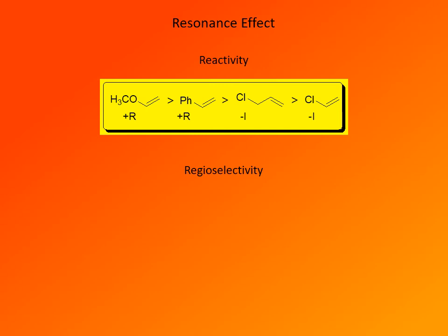And finally, an alkene vinyl chloride is even less reactive because chlorine substituent is even closer to the double bond, to the reactive site, to the pi system.